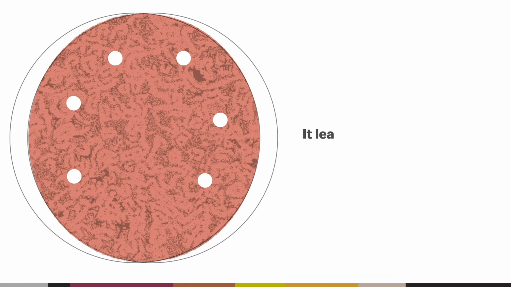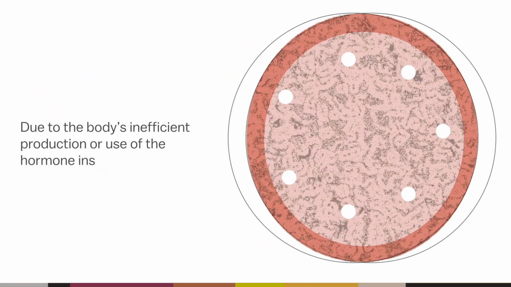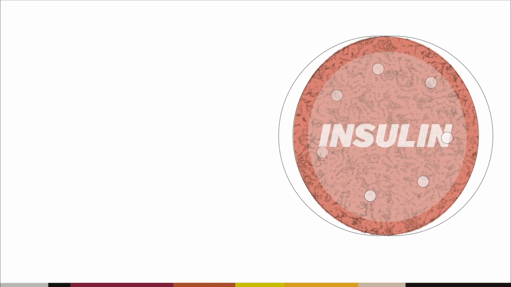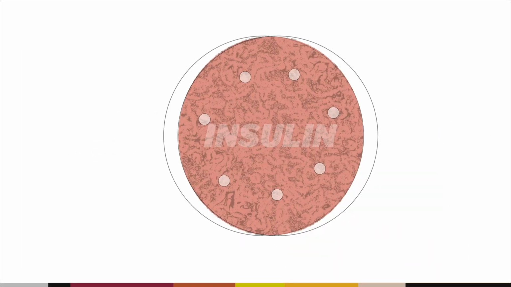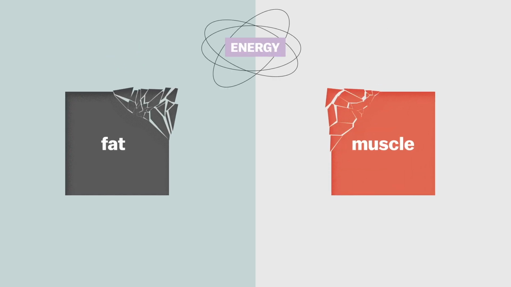It leads to high blood glucose, also called blood sugar, due to the body's inefficient production or use of the hormone insulin. Without the proper insulin production to manage glucose levels, your cells cannot get adequate fuel from the glucose and they start to malfunction. This lack of insulin causes your cells to break down fat and muscle for energy.